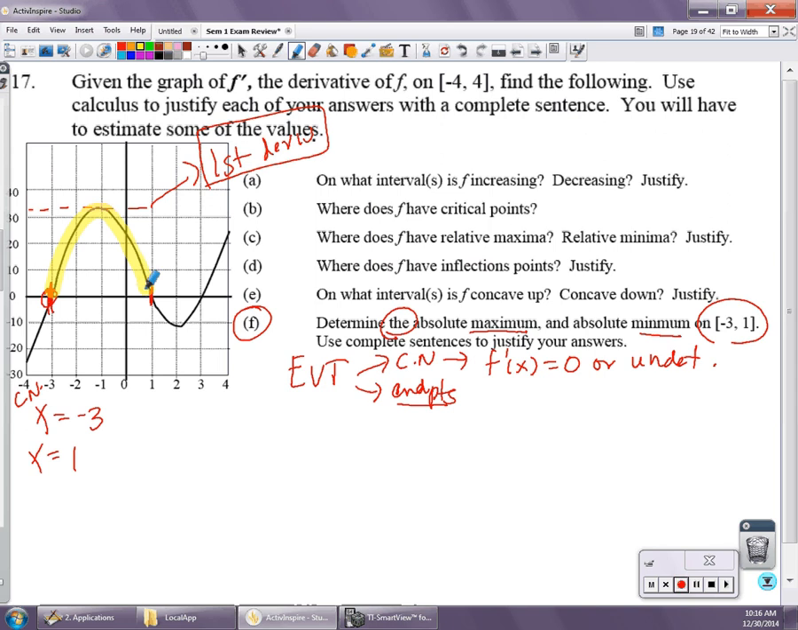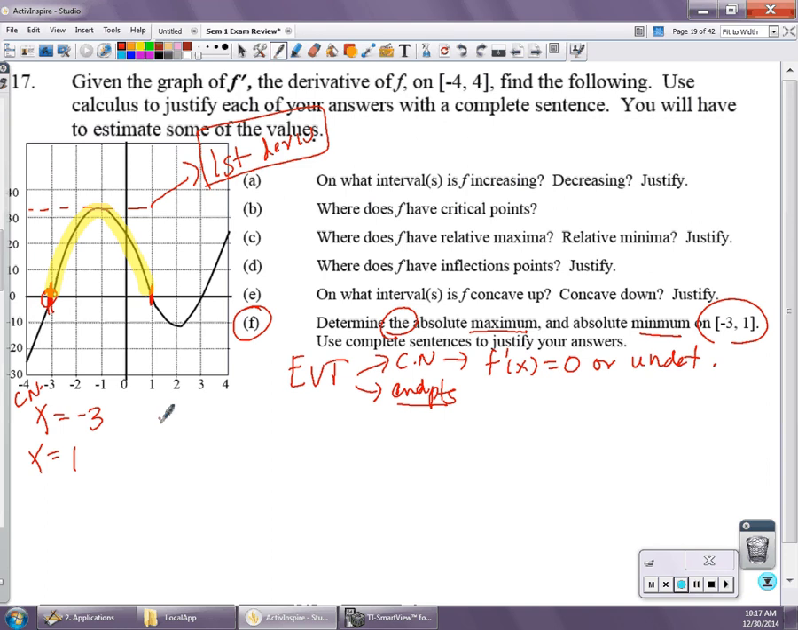Since the graph of the first derivative is positive, then the original function is increasing over the interval. All right, so again, the graph of the first derivative is positive, so the original function is increasing over the interval. That means then that f of 1 has to be the absolute maximum. So let me write that up for you.